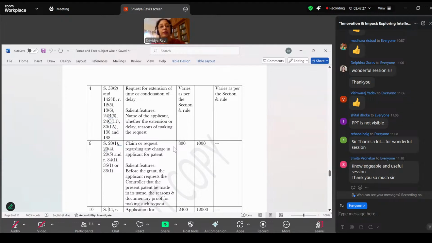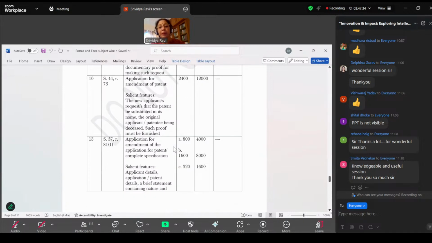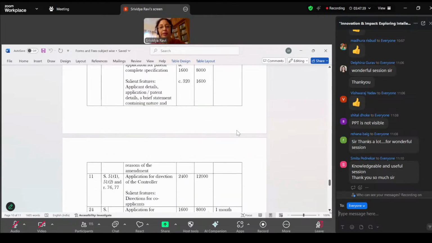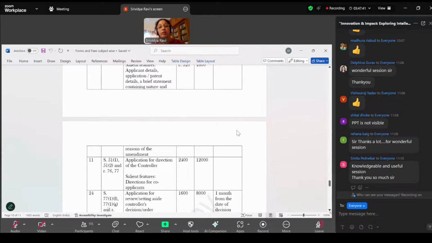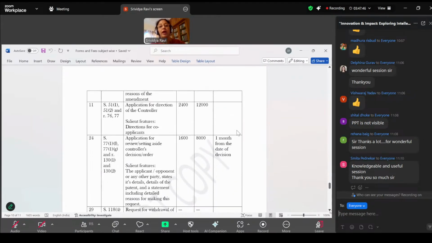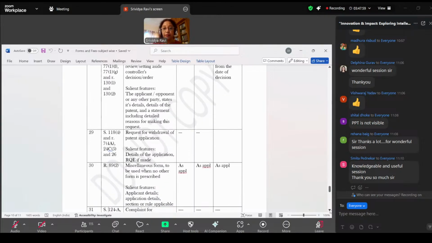Okay, so you can request for it in Form 4. You can request for certain changes in Form 6. If you want to make some amendments, there is Form 10, Form 13. Okay, all are different types of amendments that you make. If you want the controller's decision in some matter, you can write to him directly through Form 12. And if you want him to overrule an earlier order, say the examiner has issued an order and you want the controller to keep it aside, then you can request for that in Form 24.